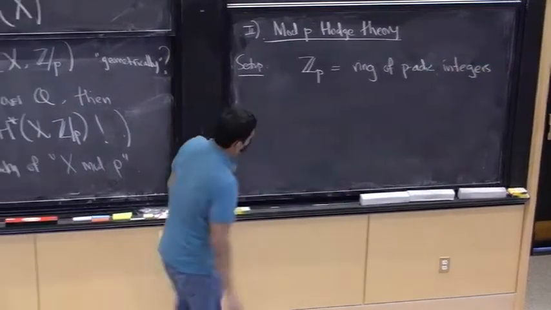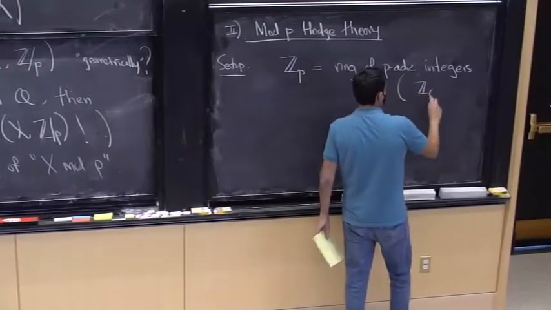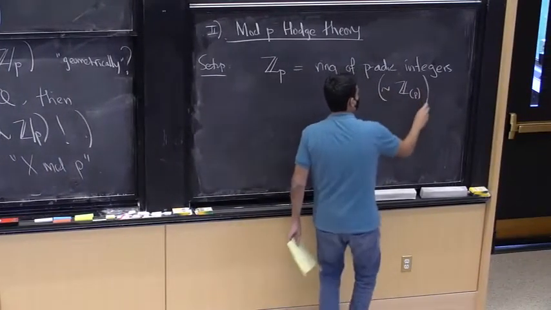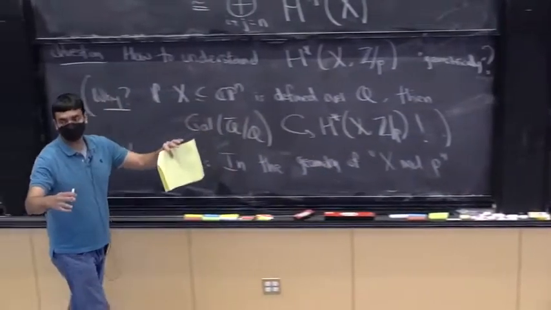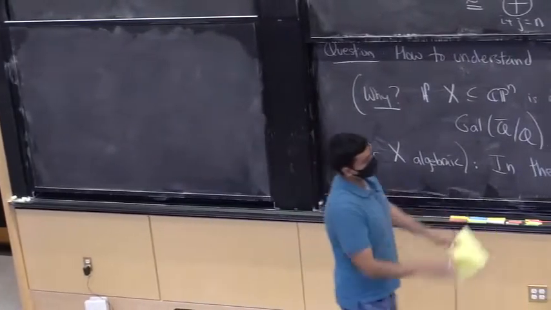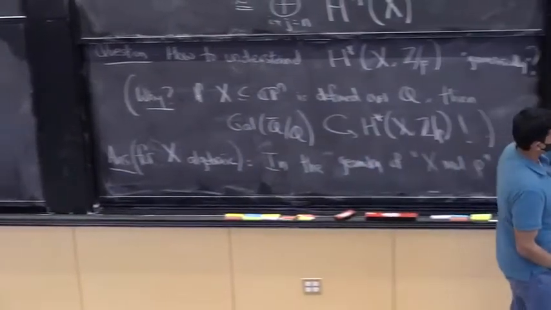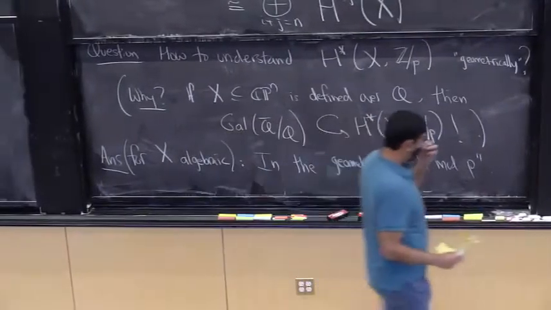If you're not familiar with it, there's no problem. You can just pretend that it's Z localized at p. So you take the integers and invert all the prime numbers which are other than p. And you get some subring of the rational numbers. And for all intents and purposes for these lectures, there's not going to be much of a difference between them. So that's the object.